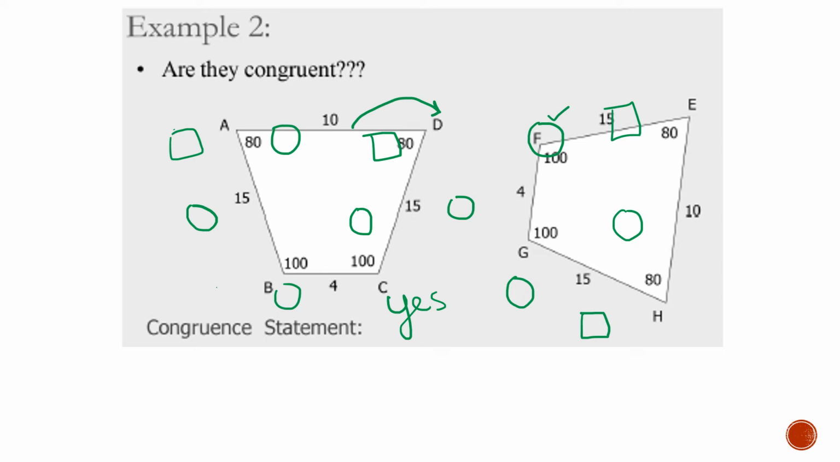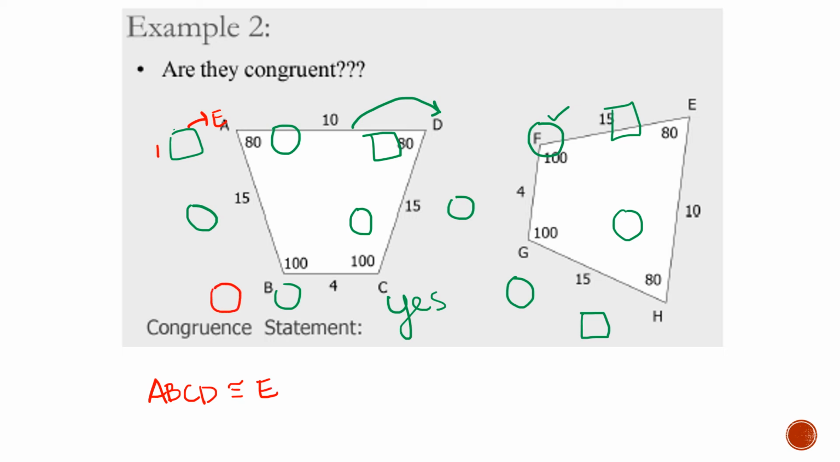Here's where you want to write out your letters. So if I start with A, I go to B, I go to C, and then I go to D. So I know that figure ABCD is congruent. So now A corresponded to E. So that first letter in my second one better be E.